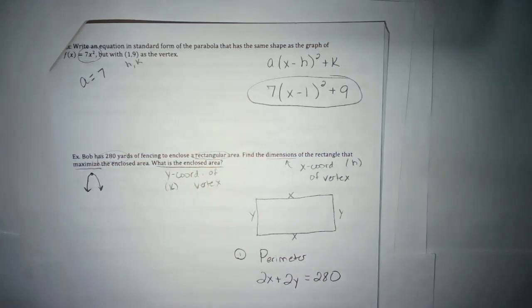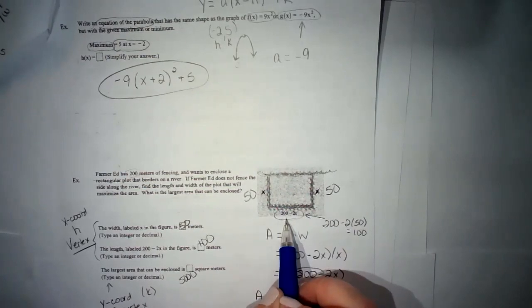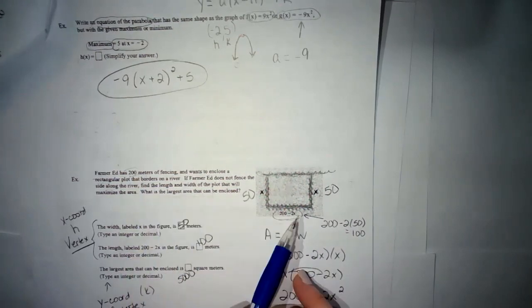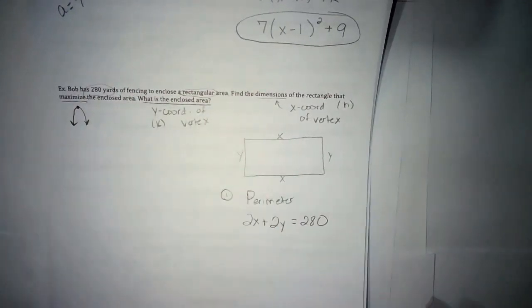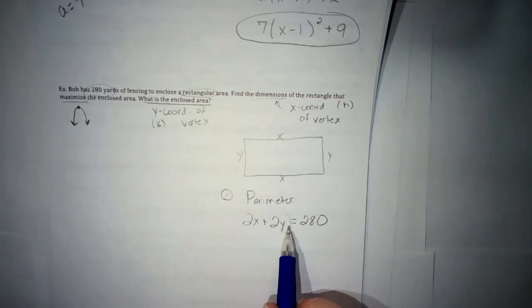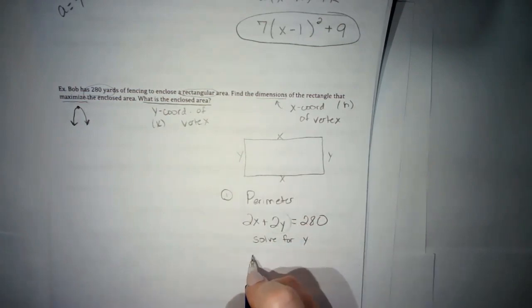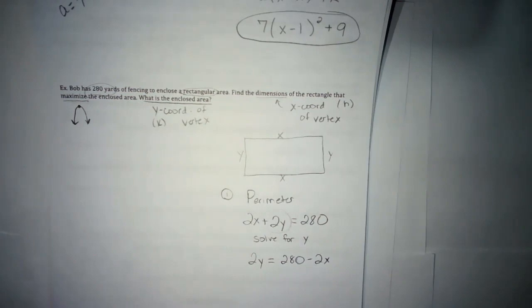Okay, now do you remember back on Farmer Ed, the reason this works so nicely is because he had X's, but he didn't have Y. What did he do instead? He put Y in terms of his total amount, his perimeter, and X. So that's what we're going to do. We're going to take Bob's little coordinates here, and we're going to keep our X, but now we need to change this, and we need to make Y in terms of X. So what we're going to do is solve for Y, okay? So we're going to solve for Y. So I'm going to have 2Y equals 280 minus 2X. I'm just subtracting my 2X to the other side.